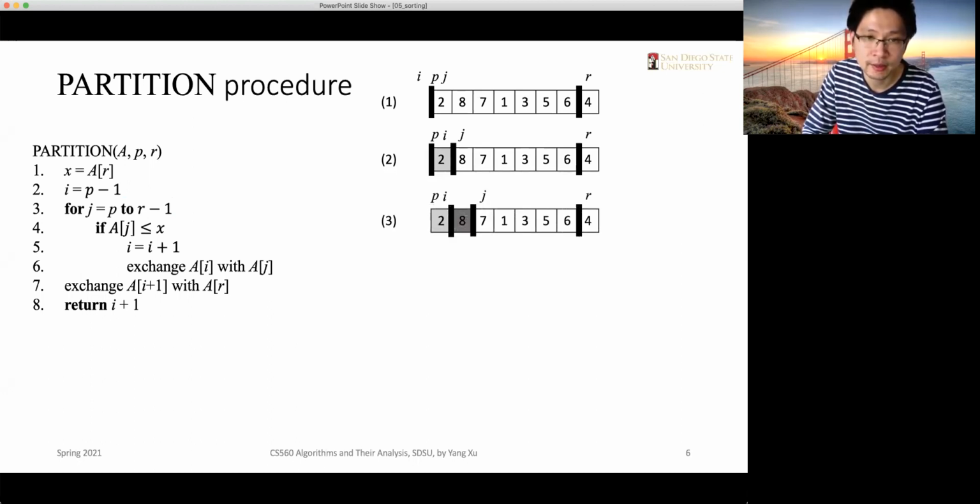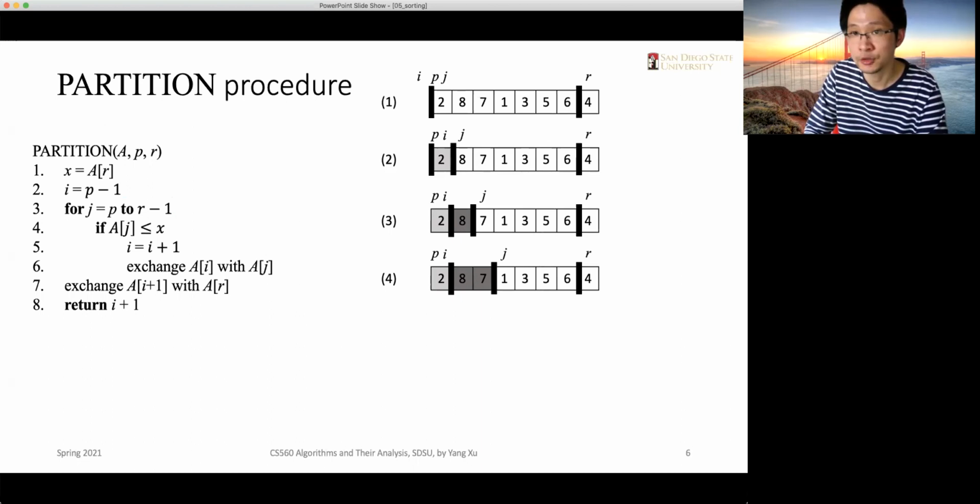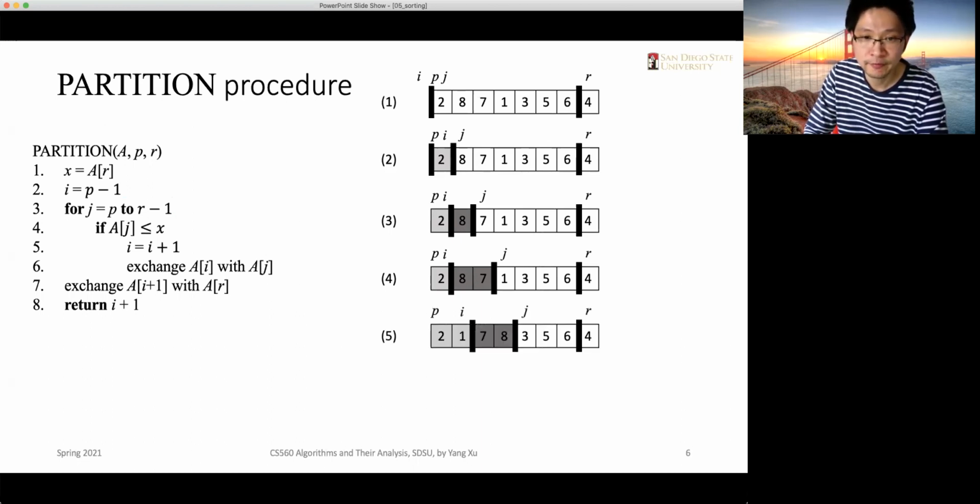And in the third iteration, A[j] becomes 8, and 8 is bigger than 4, so we don't need to do anything, right? And 7 is also larger than 4, which means nothing needs to be done until we've got A[j] equals 1 here, right?